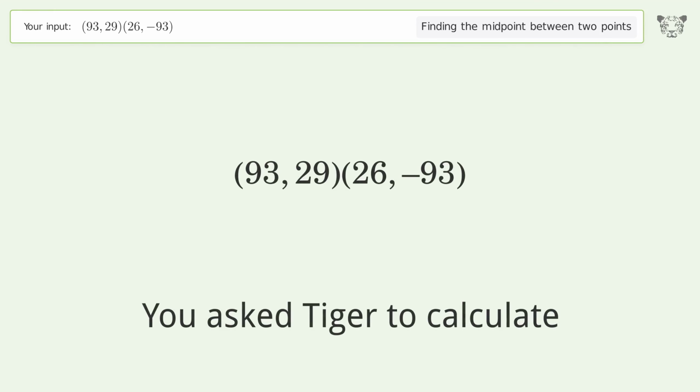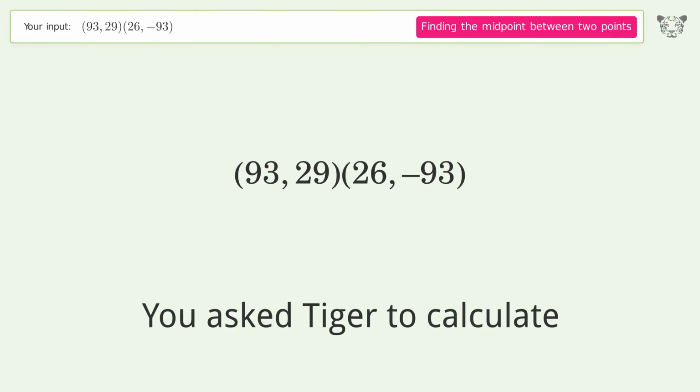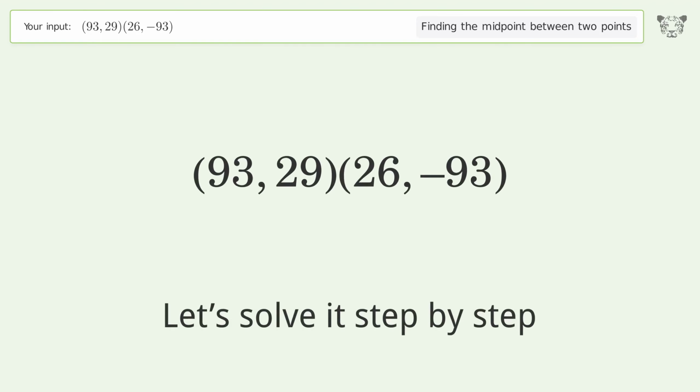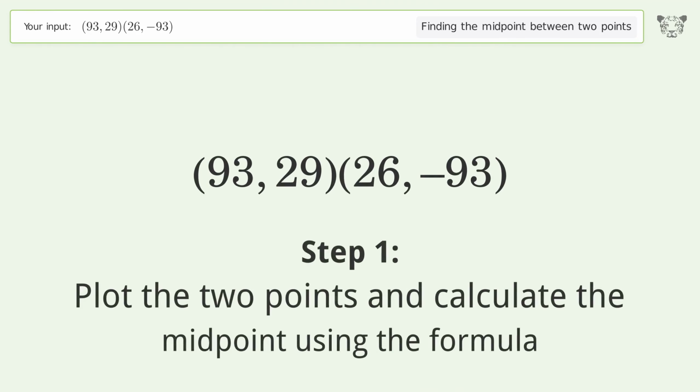You ask Tiger to calculate. This deals with finding the midpoint between 2 points. The midpoint between the 2 points is 59.5, negative 32. Let's solve it step by step. Plot the 2 points and calculate the midpoint using the formula.